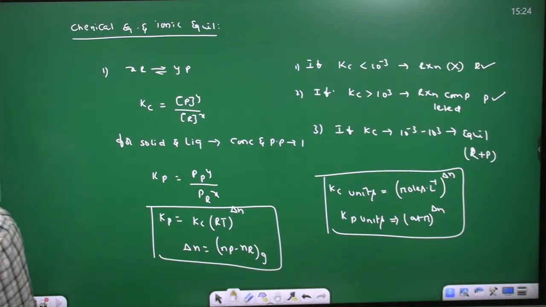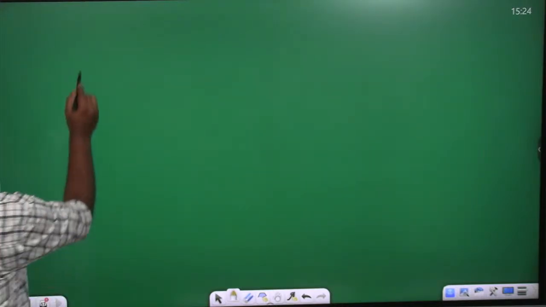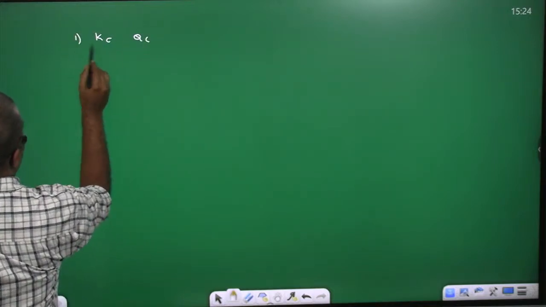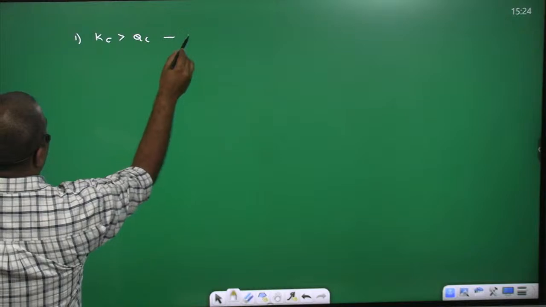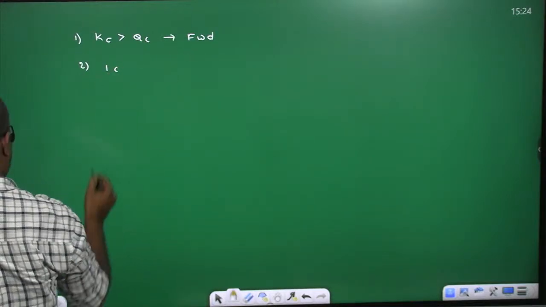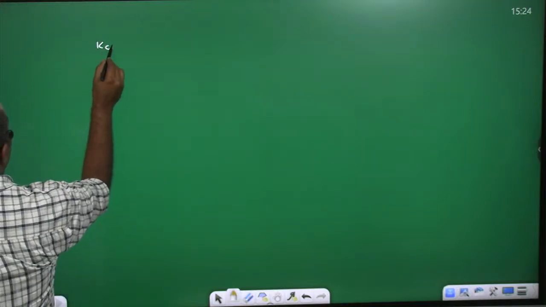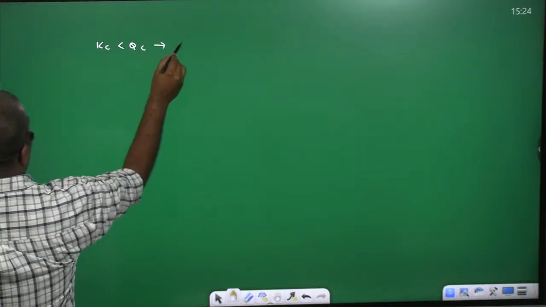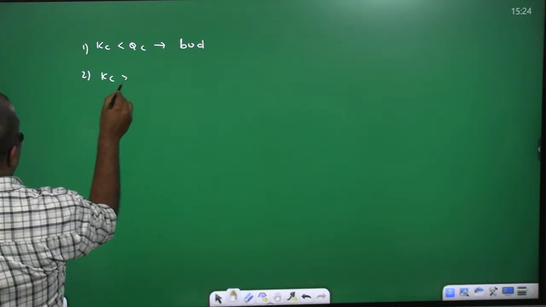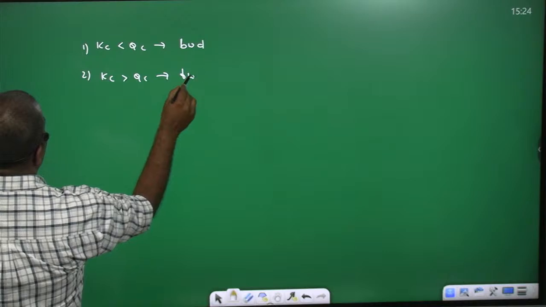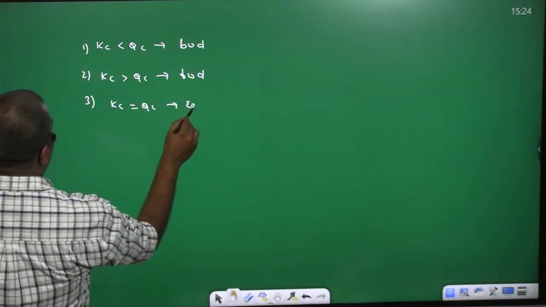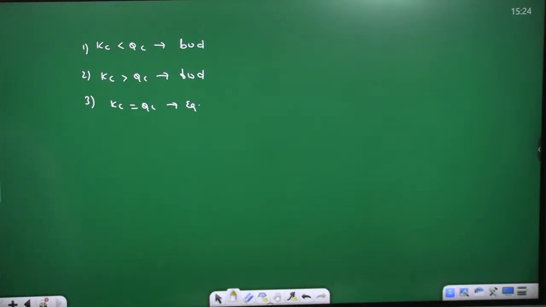Next, the Kc and Qc relation. Kc means equilibrium constant, Qc means reaction quotient. If Kc is greater than Qc, the reaction proceeds in the forward direction. The second condition, if Kc is less than Qc, the reaction proceeds in the backward direction. If Kc equals Qc, the reaction is present in equilibrium.